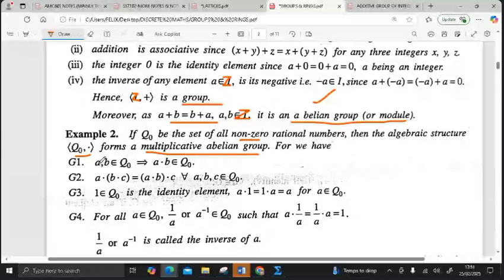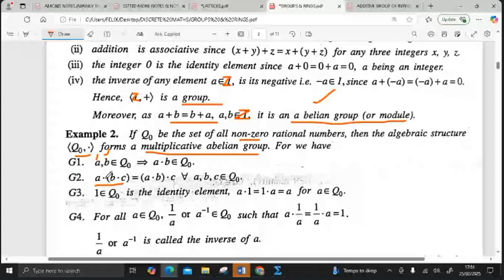Non-zero means all rational numbers excluding 0. Then that algebraic structure forms an abelian group. The set of rational numbers are those numbers that can be expressed in the form a over b, where a and b are integers and b is not equal to 0. And when you multiply those non-zero rational numbers, at all times you'll always have another rational number.